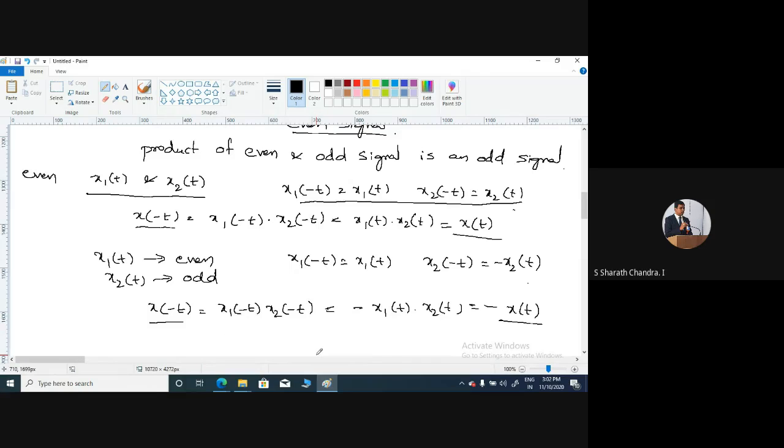Every signal need not be either purely even or purely odd, but every signal can be decomposed into a sum of even and odd parts. You need to remember this point. Every signal need not be either purely even or purely odd, but every signal can be decomposed into even and odd components.